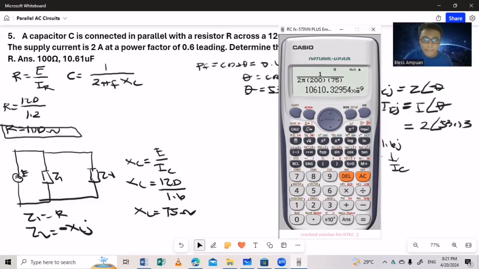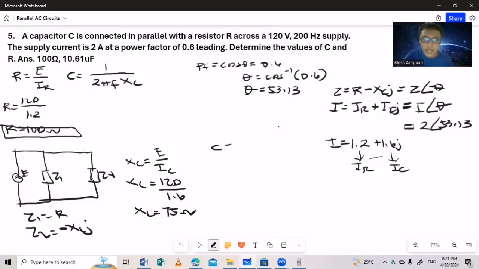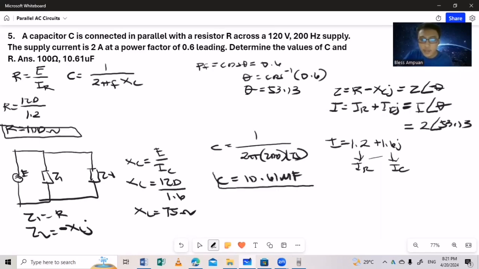Our C now is equal to 1 over 2 pi times 200 times 75. Our C is equal to 10.61 microfarad. So this is our answer. So thank you for listening.